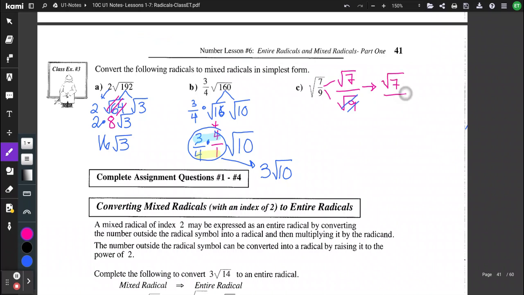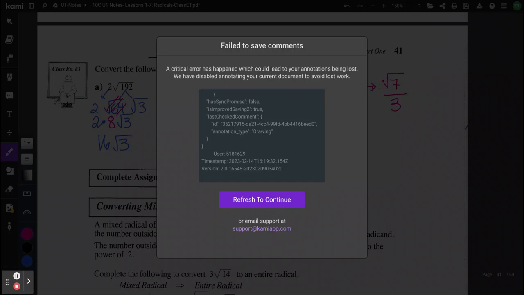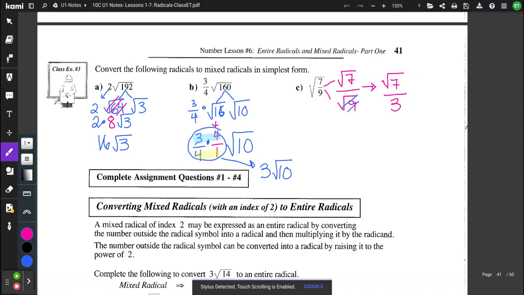7 over 3. Now what number is hiding in front of that 7? A hidden 1. So that's actually going to turn to a fraction and look like this. Yeah, right. There's a hidden 1 there. So we're going to make this into a fraction, and it's going to look like 1/3 square root 7. That's what it's going to turn into. 1/3 square root 7.